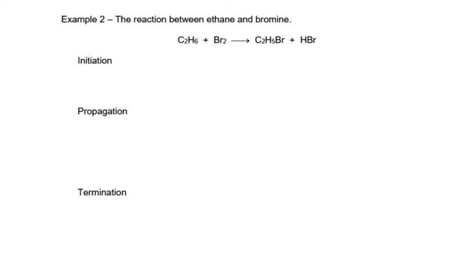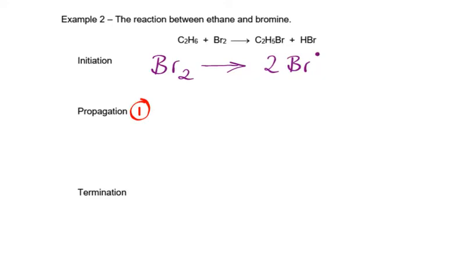In this video we'll run through the three further examples on the free radical substitution mechanism. The first one here is between ethane and bromine, the initiation stage. Remember, with UV light, rather than chlorine, this time we've got bromine, and the bromine molecule will split into two bromine radicals. Remember, there are two propagation stages.